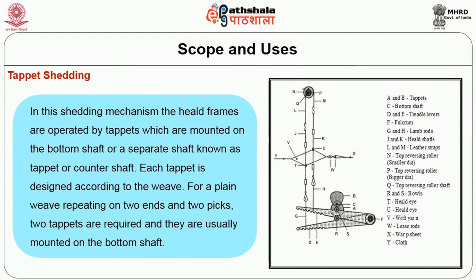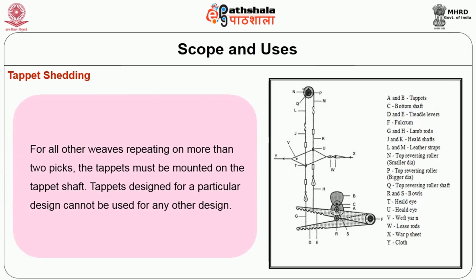Tappet shedding. In this shedding mechanism, the heald frames are operated by tappets which are mounted on the bottom shaft or a separate shaft known as a tappet or counter shaft. Each tappet is designed according to the weave. For a plain weave repeating on two ends and two picks, two tappets are required and they are usually mounted on the bottom shaft. For all other weaves repeating on more than two picks, the tappets must be mounted on the tappet shaft.